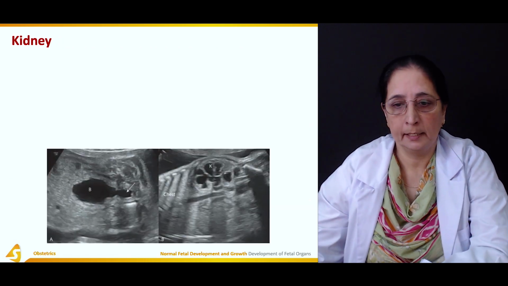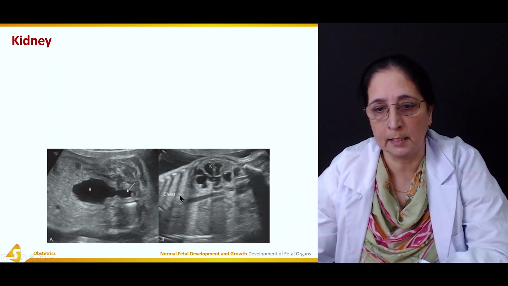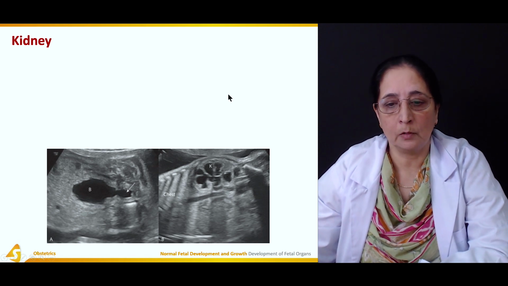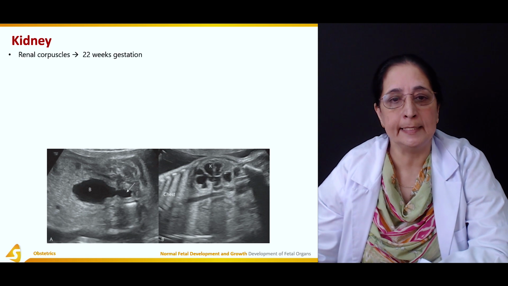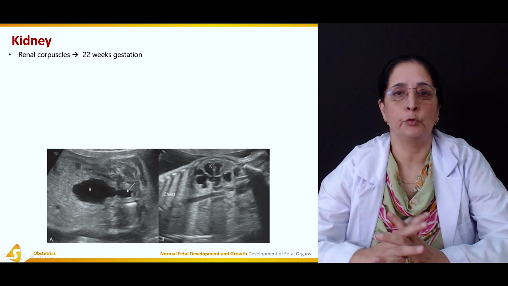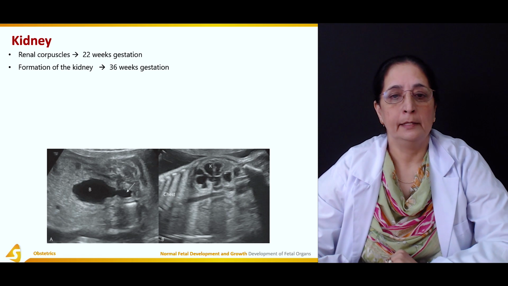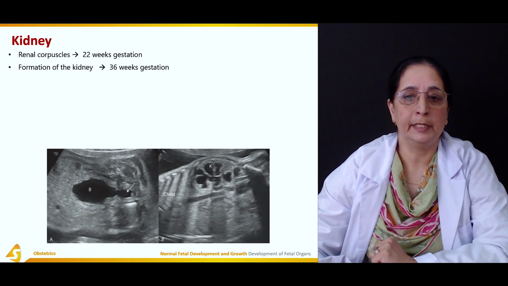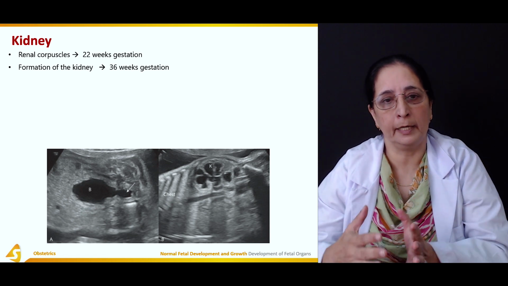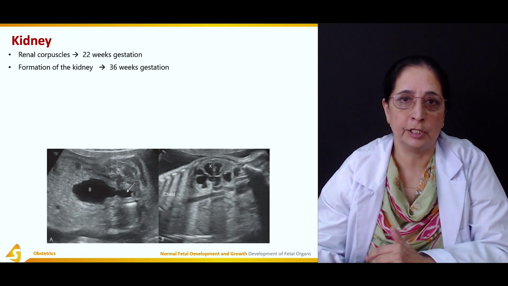The kidneys. This is the ultrasound of the chest and the kidneys. So this is the ultrasound appearance of the fetal kidneys. The renal corpuscles formed at about 22-week gestation. Then there is formation of the kidney around 36 weeks gestation. So kidneys are developing very late in the gestational age.